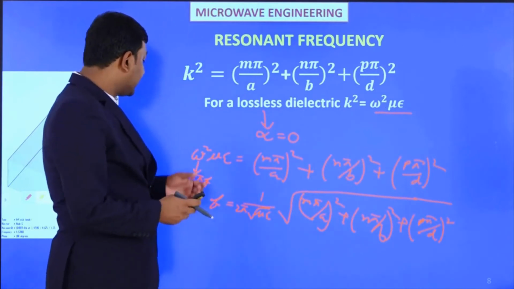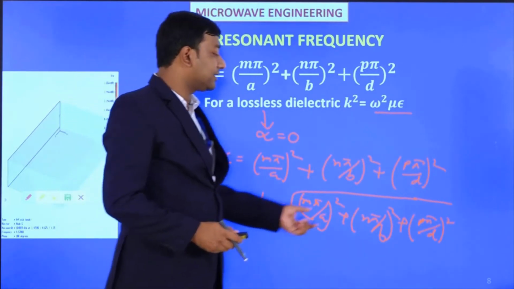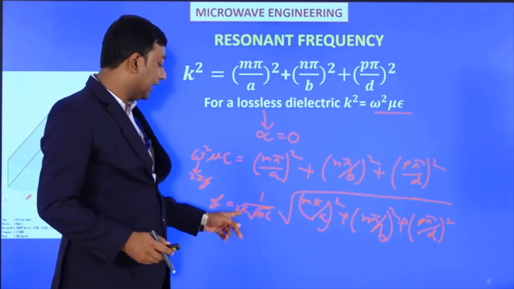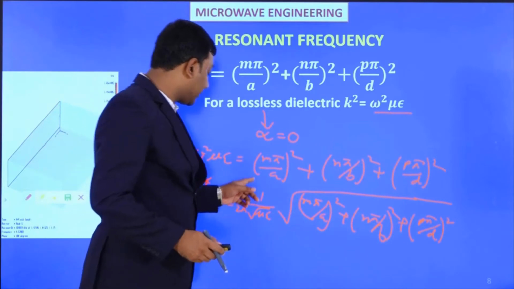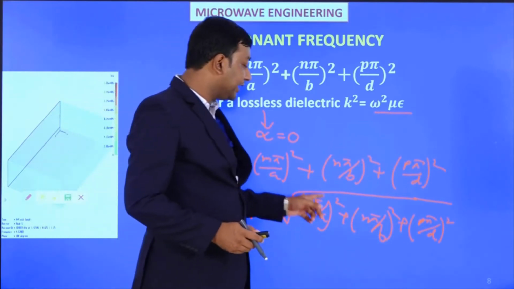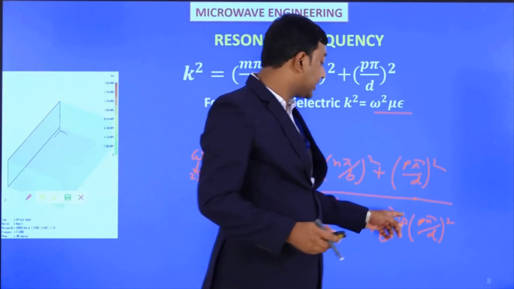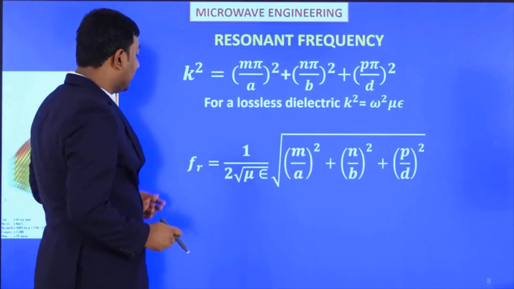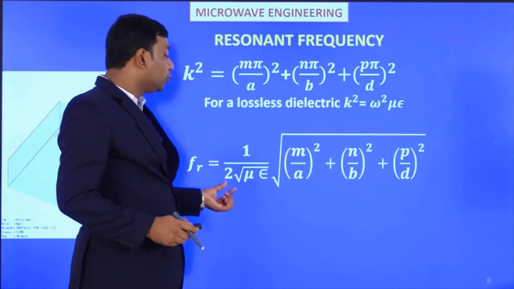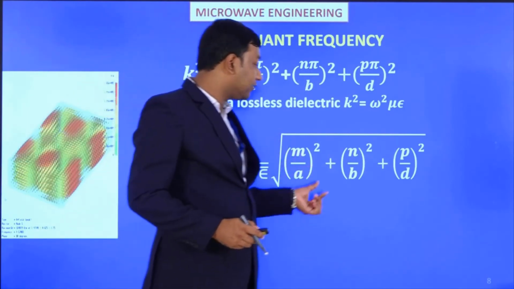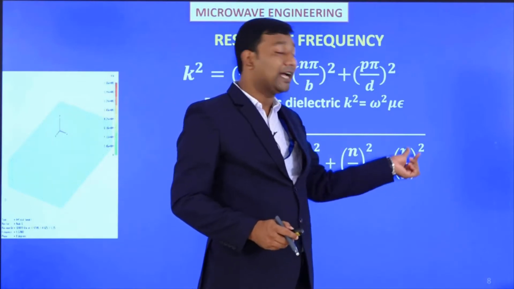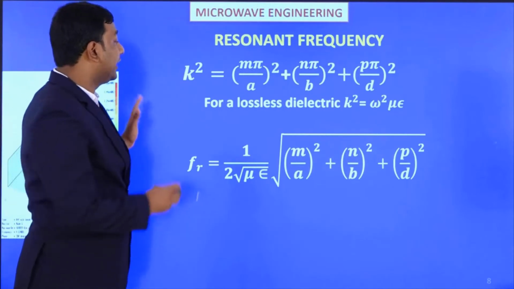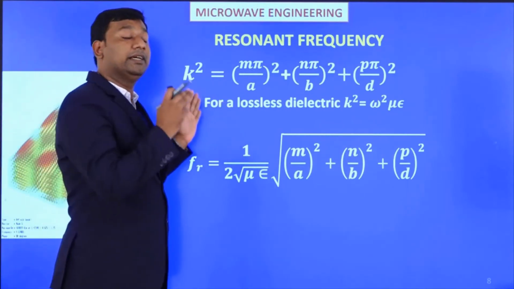So from this equation, we can calculate its resonating frequency. If we take pi outside, then this pi and this pi cancel. So we will get 1 by 2 root over mu epsilon, root over m by a whole square plus n by b whole square plus p by d whole square, for the resonant frequency of a rectangular cavity resonator.